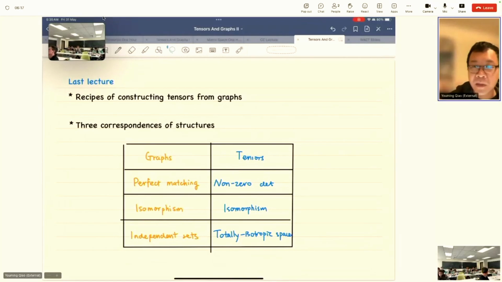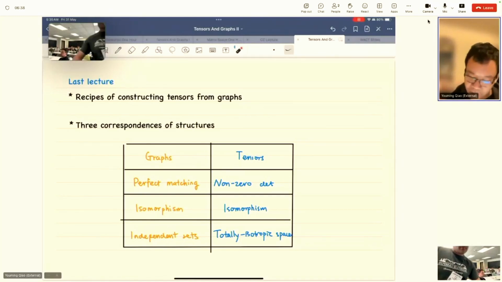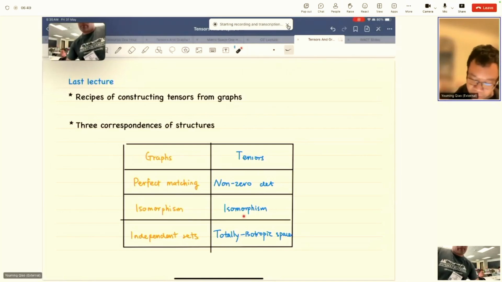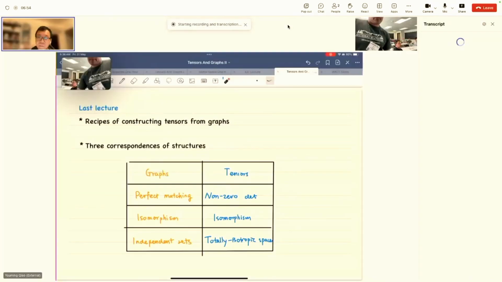So last lecture, basically we saw recipes of constructing tensors from graphs, right? And after seeing that recipe, we saw three correspondences of the structures. For example, on the graph side, we have perfect matching, that's the classical one. And then when you go to tensors, or matrices of linear forms, you see the non-zero determinant, right? That's a perfect matching and a non-zero determinant of matrices of linear forms. Then we also see isomorphism for graphs, relabeling the vertices so that two graphs become the same.